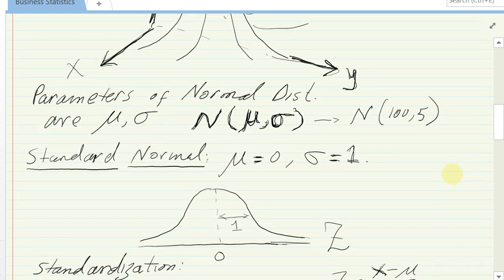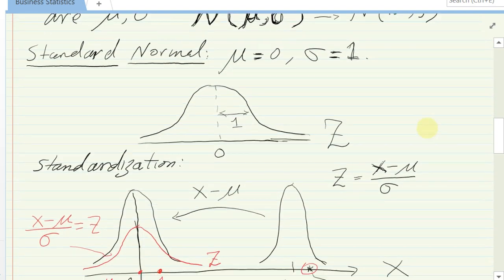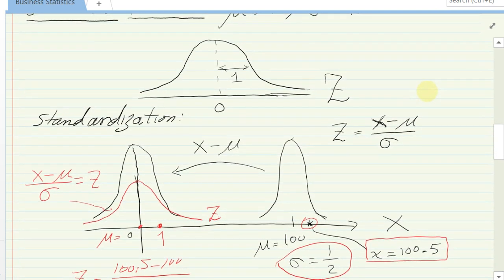So here's what the standard normal distribution looks like. There you go: mean 0, deviation 1. Also note, by the way, that due to the symmetry of the distribution, the mean, median, and mode are all the same in a normal distribution. All three of those are the same. So if a variable follows a normal distribution, it doesn't matter which measure of central tendency we use.